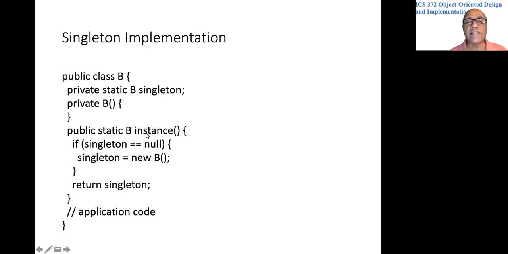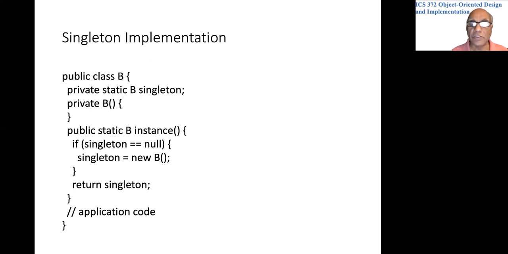What it does is it creates the only instance of B and returns it, provided there is not already another instance of the object. So we have this arrangement where we have a field called singleton of type B, which is static. This stores the reference to the only object of type B. So if b.instance is called, we check, is singleton null? Has there been an object created of type B?